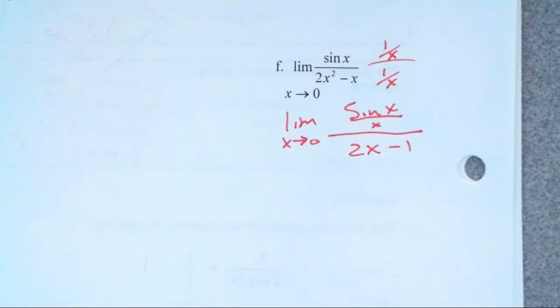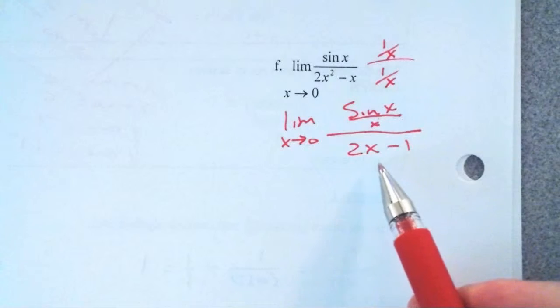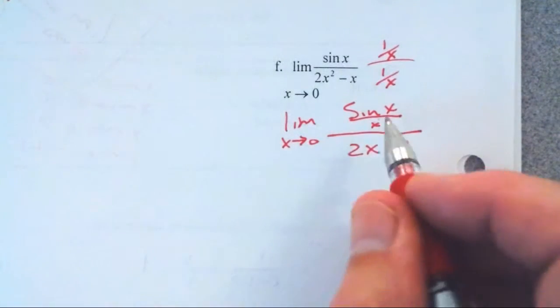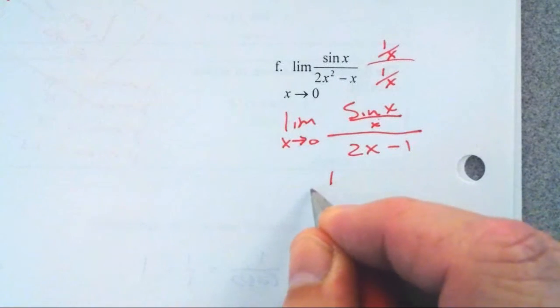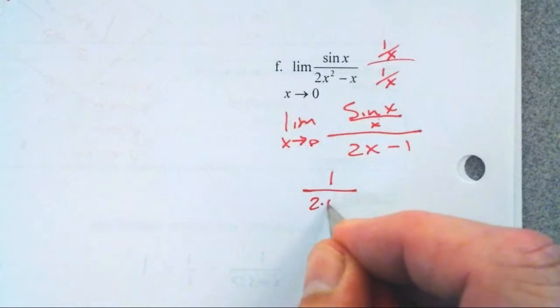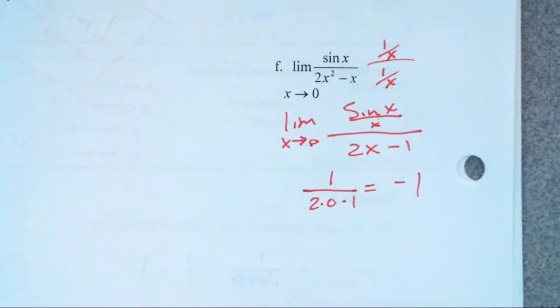All right? And now I can just take the limit of the numerator and put that over the limit of the denominator. Because that was our rule sheet yesterday. It should do exactly what we want. What's the limit of the numerator? 1. What's the limit of the denominator? Put in 0, and I get 2 times 0 minus 1. So I get 1 on negative 1 or negative 1.